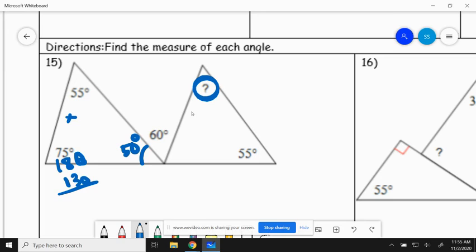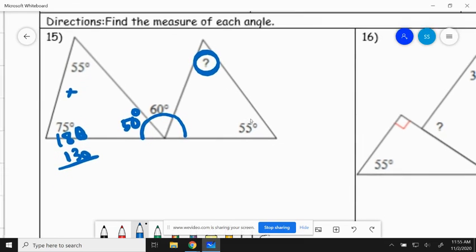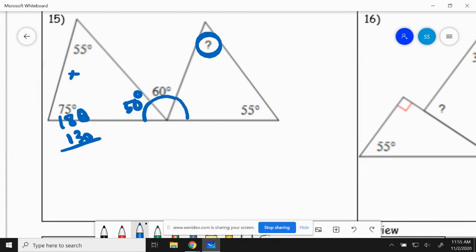And then I should recognize that 50 plus this angle here, which is 60, and then all the way around, right, that would be a straight angle, right, that would add up to 180. So if I do 180 minus 50 minus 60, or if I add them up together, which is 110, I'm going to be left with the remaining angle right here, which is 70.